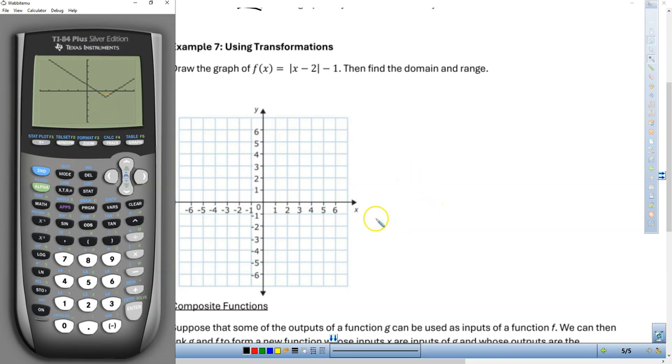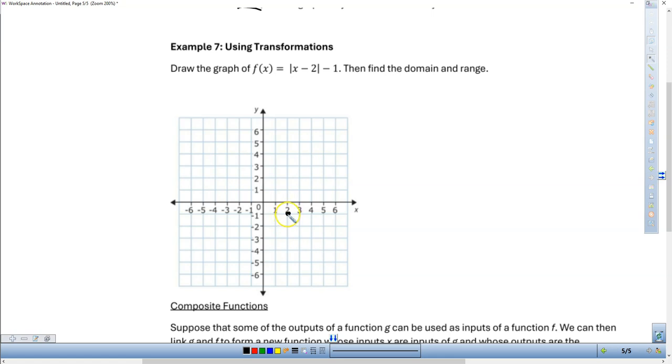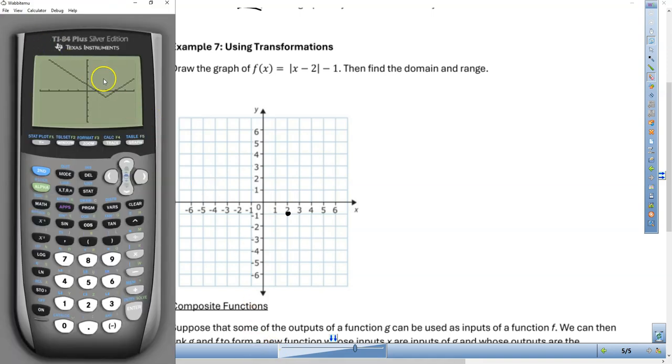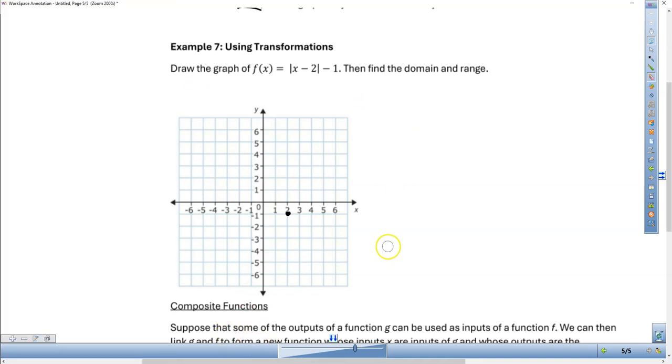So let's go ahead and transfer that. We're going to move that first point over to 2 and down 1, because that minus 2, remember, means a plus 2 in the x direction, and that minus 1 means a minus 1 in the y direction. And then from there we can very easily draw the rest of the function, just as we saw here. I'm going to switch this back over to my pen, and then I can have that function come through.